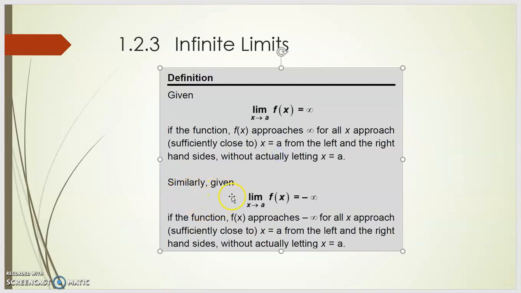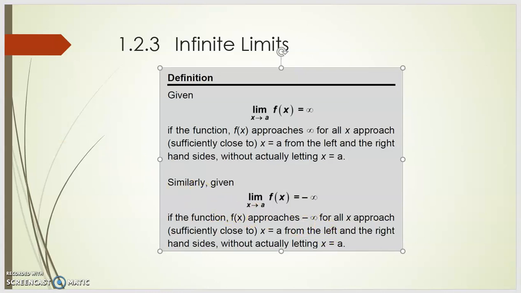Similarly, the limit of f(x) as x approaches a is equal to negative infinity if the function f(x) approaches negative infinity for all x approaching x = a from the left and right-hand side, without actually letting x equal a. It means that, as we learned before, in order for a limit to exist, the left-hand limit must be equal to the right-hand limit.